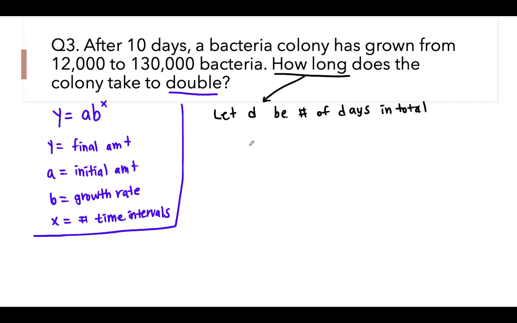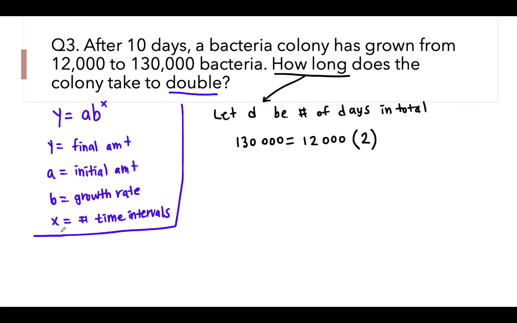So we know Y, the final amount we want to have, is 130,000, equals A. We know the initial amount: we're starting with 12,000 bacteria. Now, how is it multiplying, the growth rate? It's doubling. So the doubling growth rate is a base of 2. And then the X is a time interval.